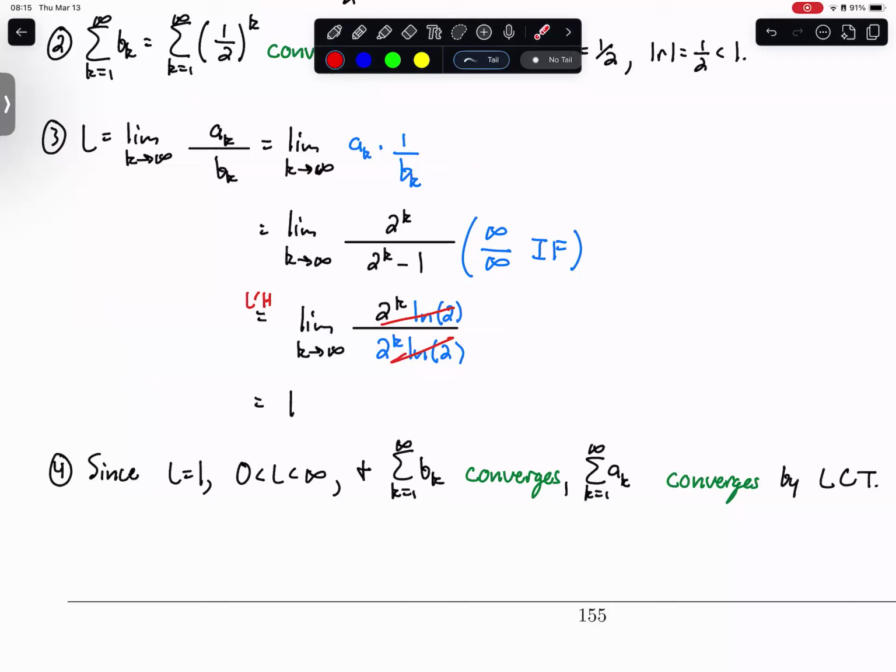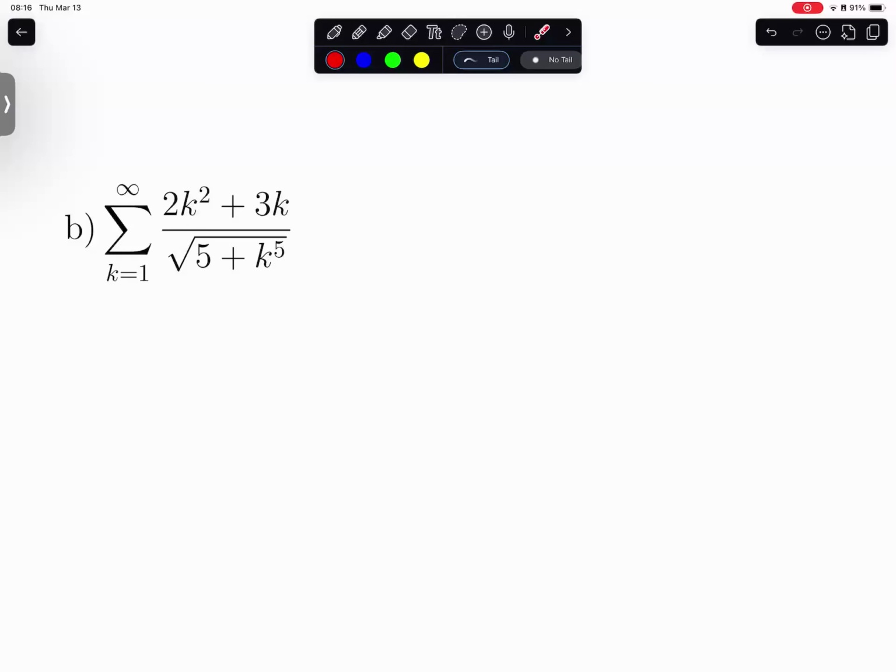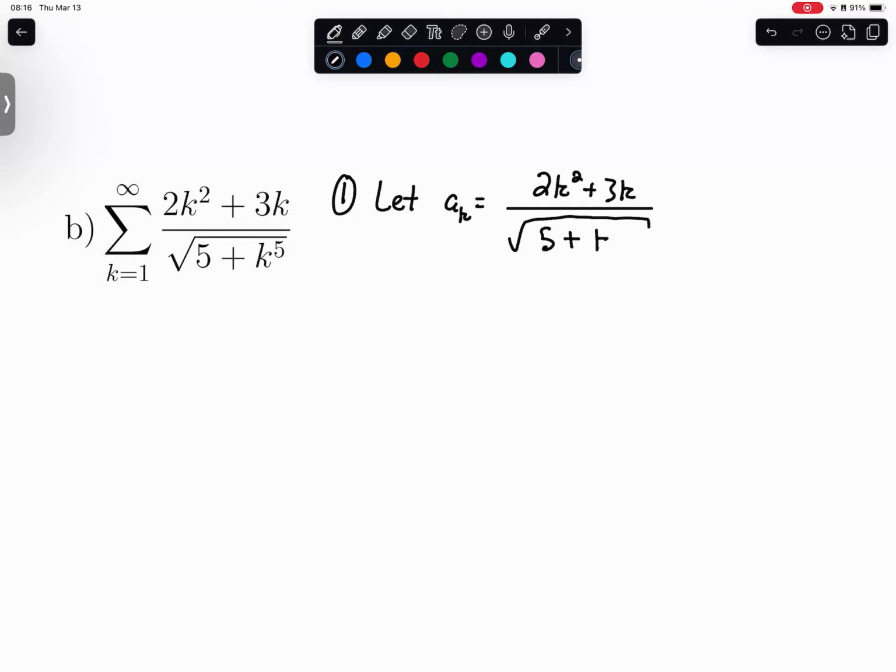All right, so let's go ahead and try this with another example to iron this new test out. Let's try the limit comparison test on this particular series. So let's go for our notions here. I'm going to let A of k be the terms of my original series, 2k squared plus 3 to the k power over the square root of 5 plus k to the fifth.